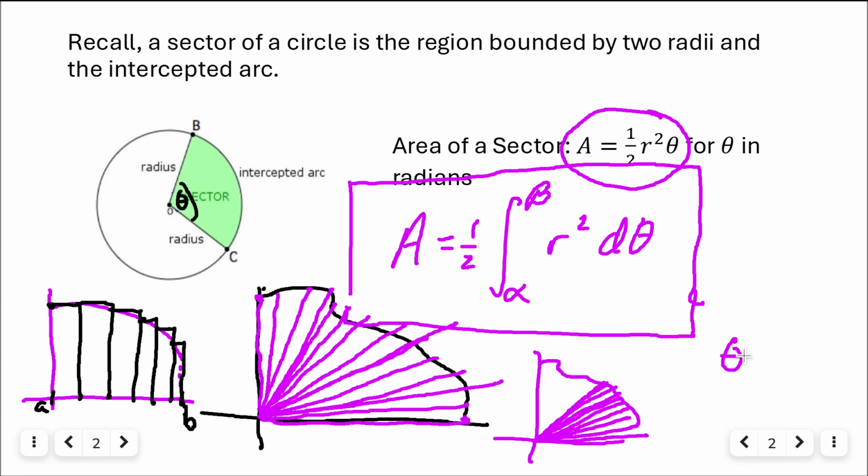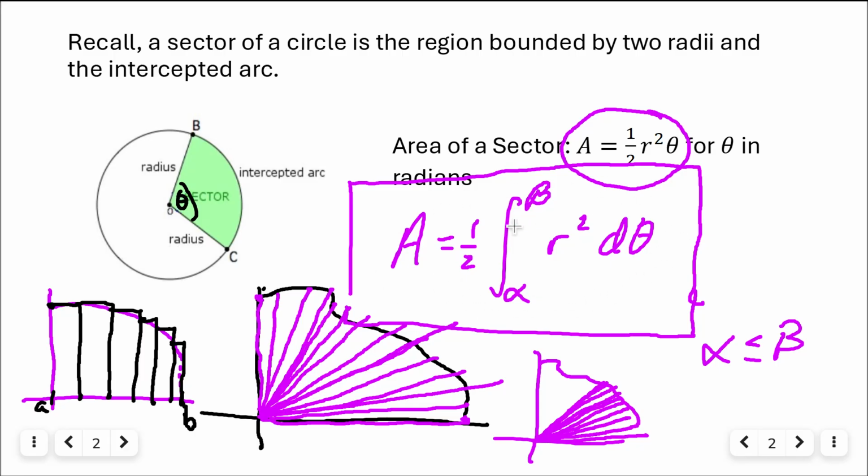Now, you do need to know that theta has to be between alpha and beta. So alpha has to be smaller than, or equal to, beta. If it's equal, then there's no area. But alpha has to be smaller than beta. So the angle on the bottom has to be smaller than the angle on the top. Okay? All right. So that's your formula that you're going to work with here.